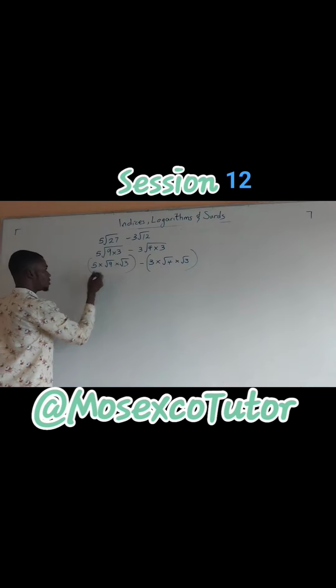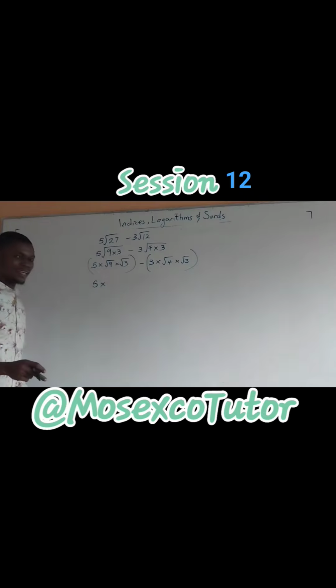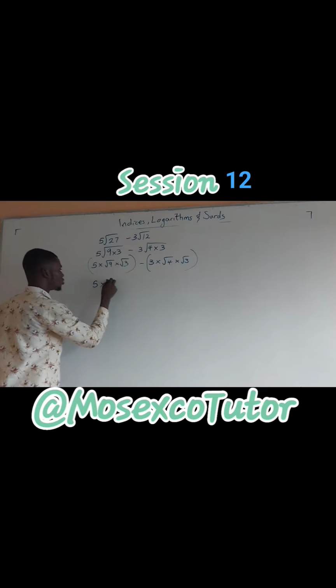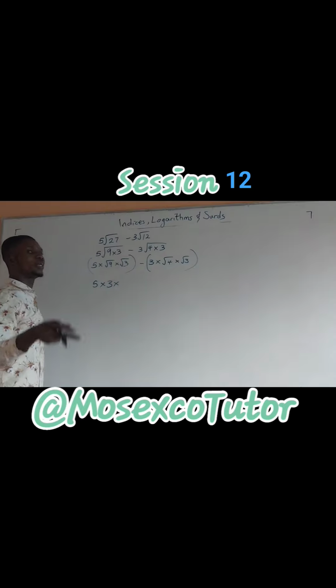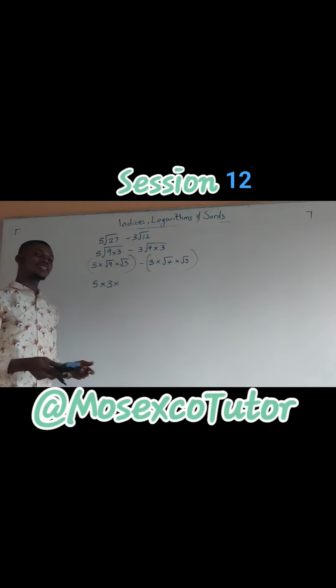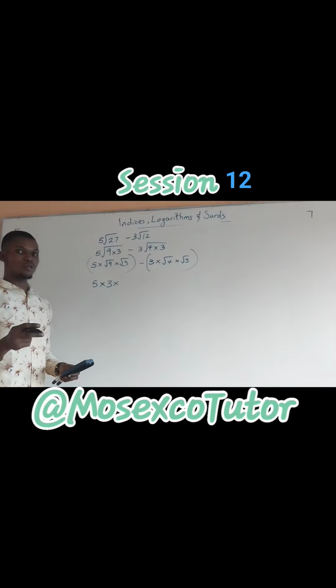So now from here, we have 5 times the square root of 9, which is 3. So that's 5 times 3 times the square root of 3. The square root of 3 is unknown. Okay, yeah, the square root of 3 is known due to your calculator, we get it in decimal places. But in surds, we don't leave our answers in decimal places.